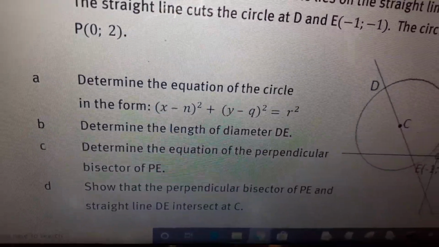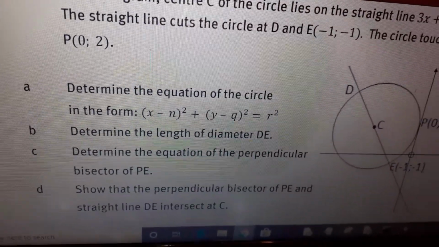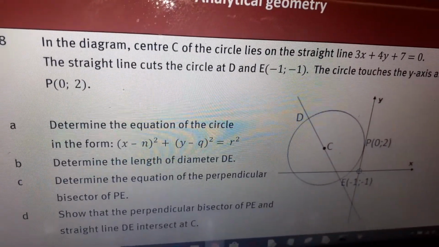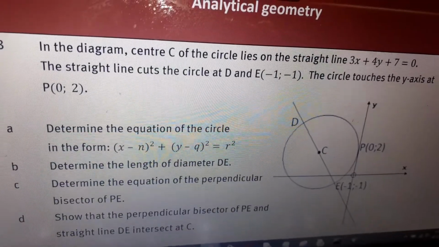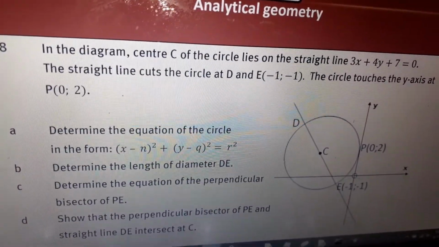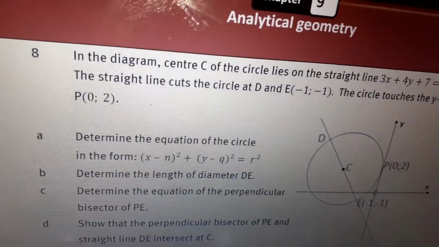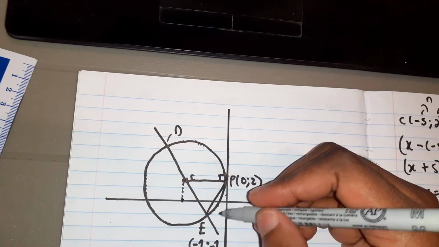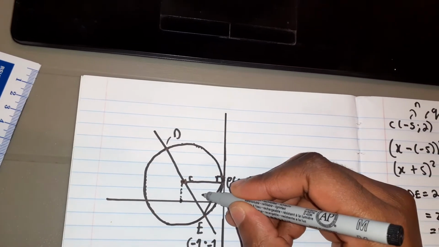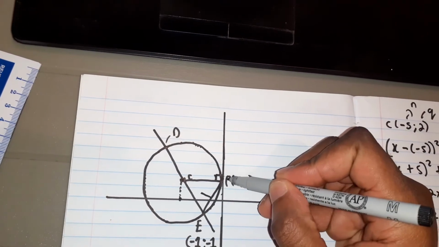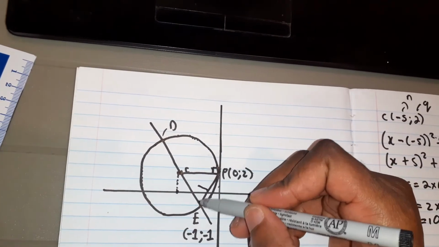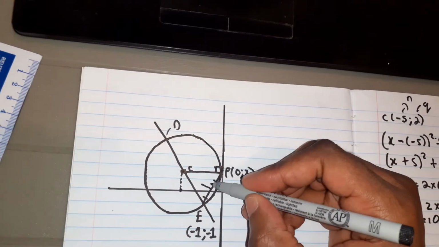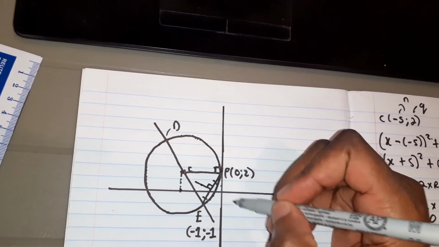So you should also want to determine the equation of the perpendicular bisector of PE. So we can draw a line, or we can join PE. Yeah, we can draw a straight line from P to E. And so a perpendicular bisector is a straight line which is perpendicular to PE and it cuts PE into two equal parts, which means that part and that part are equal to each other, and that it is perpendicular.